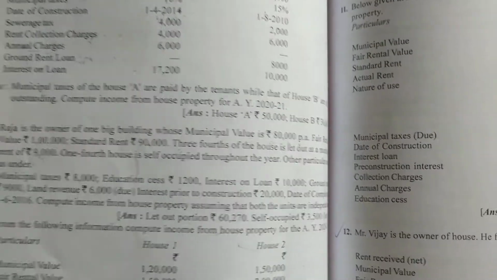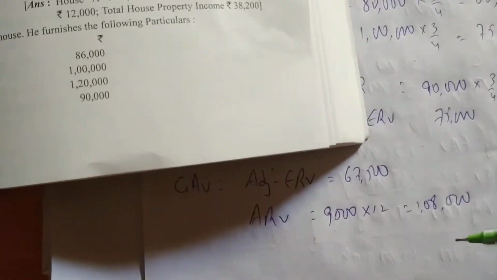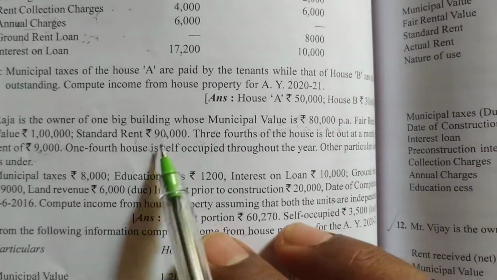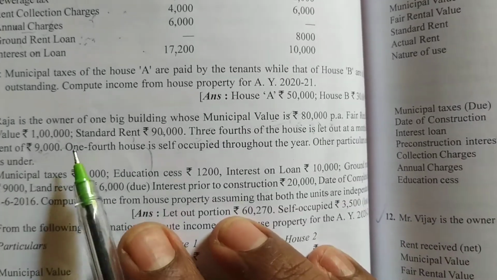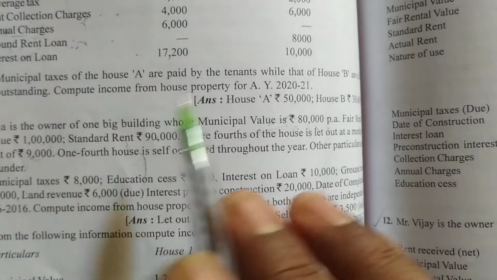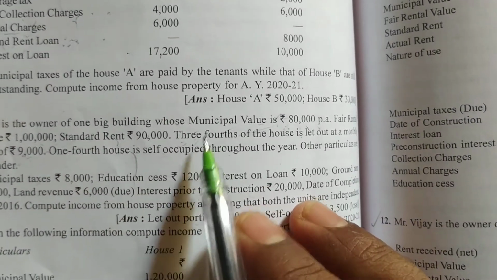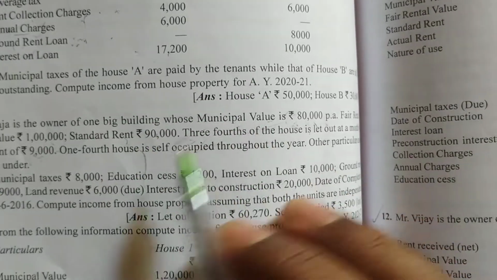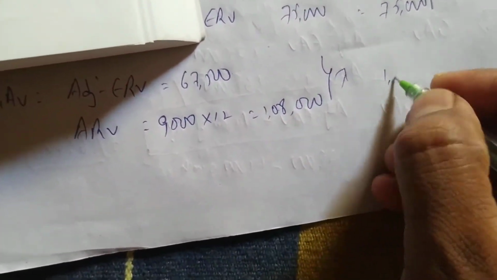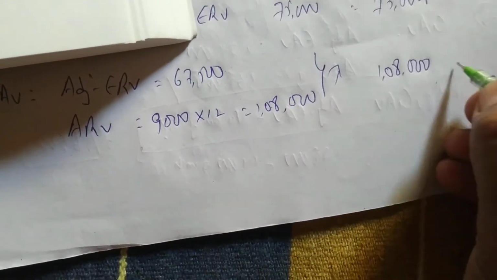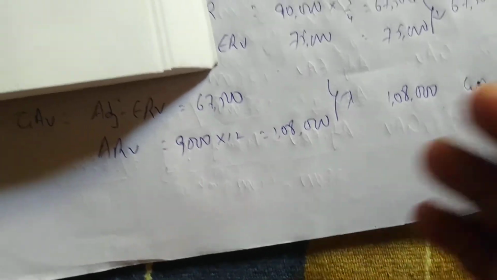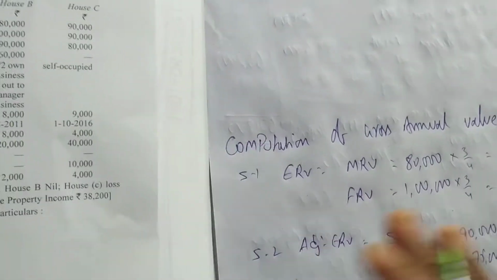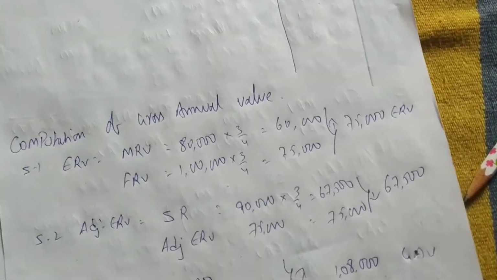So we should not do 3/4 for 1,08,000 because it is saying that 3/4 house is given as rent of 9,000. So this 9,000 rent is of 3/4 only. It is not the rent 9,000 of the entire building. So that's why we are taking 9,000 directly into 12. So highest is 1,08,000 as GAV.